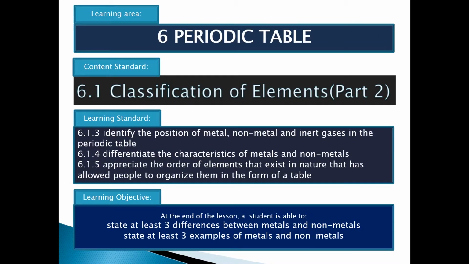The content standard of this lesson is classification of elements. At the end of this lesson, you are able to identify the position of metals, non-metals, and inert gases in the periodic table, differentiate the characteristics of metals and non-metals, and appreciate the order of elements that exist in nature that has allowed people to organize them in the form of a table.